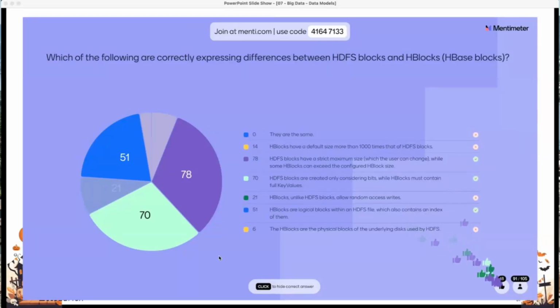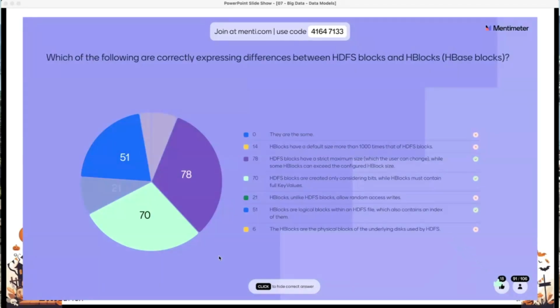And what about the HBase blocks? How much? 64 what? Kilobytes, exactly, 64 kilobytes. So you see it's roughly 1,000 times less than an HDFS block, right? So yes, indeed, there is a factor of 1,000, but it's the other way around, right?